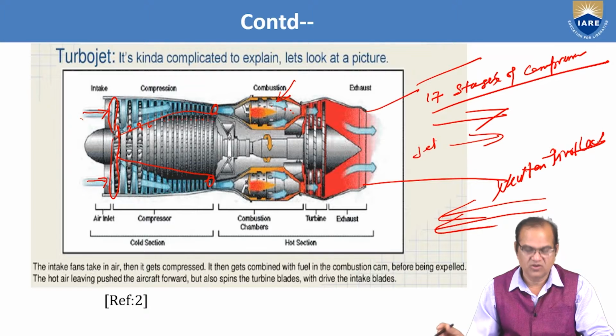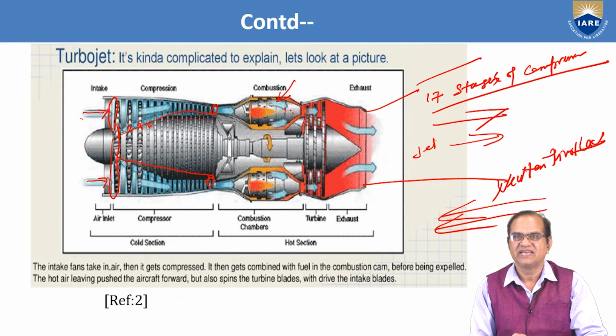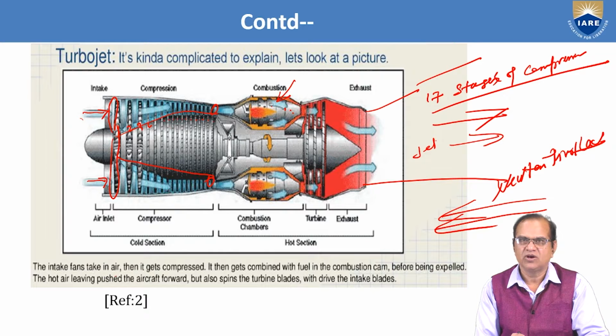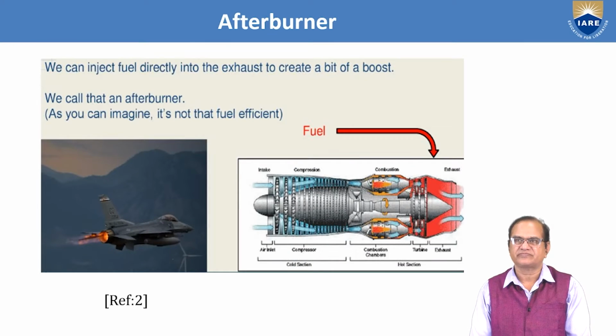So the intake fans draw in air, then it gets compressed in the compressor. It then gets combined with the fuel in the combustion chamber. Before being expelled, the hot air leaving pushes the aircraft forward, but also spins the turbine blades, which drives the intake blades. So these turbines are also rotating, and these turbine blades are rotating the compressor. So that is the function of the turbojet engine.